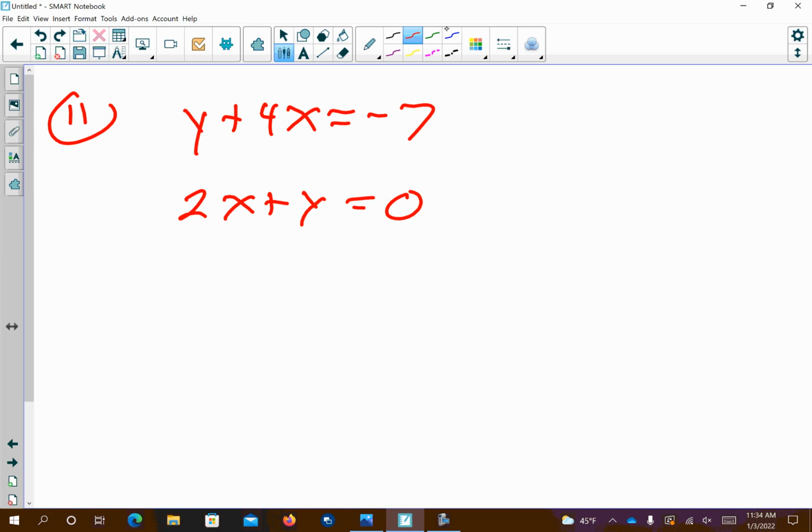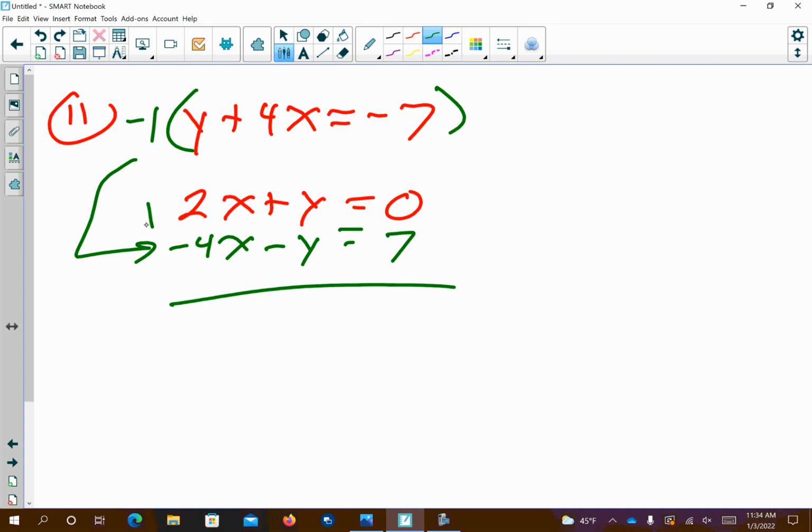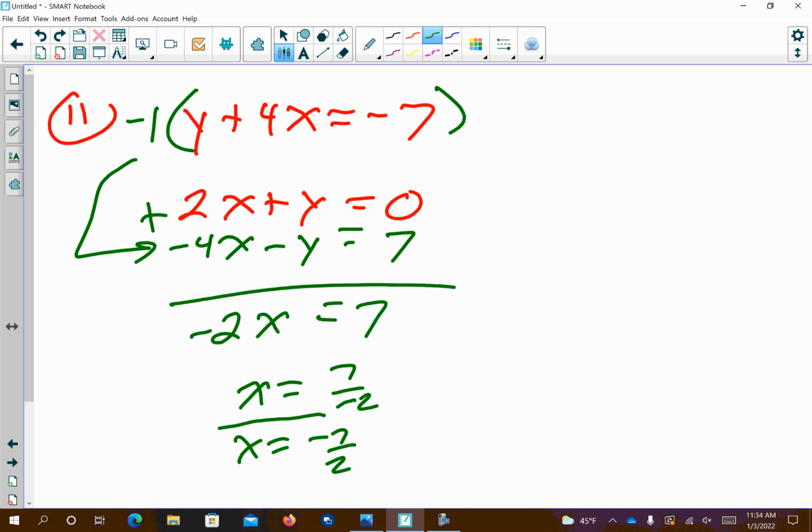Okay, so we might want to set this one up as elimination. So I'm going to multiply this whole top thing by -1. I'll bring it down here. I'm going to rearrange it. So -1 times 4x is -4x. -1 times y is -y. -1 times -7 is 7. If I add these together now, I'm going to get -2x is equal to 7. So x is equal to 7 over -2, or we could say x equals -7 over 2. Either one's fine. So we found our x value.